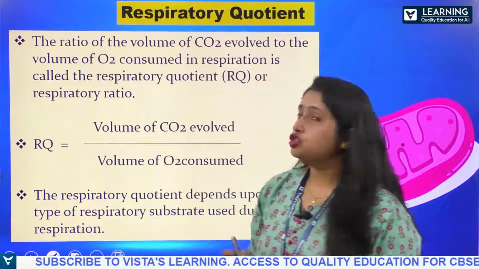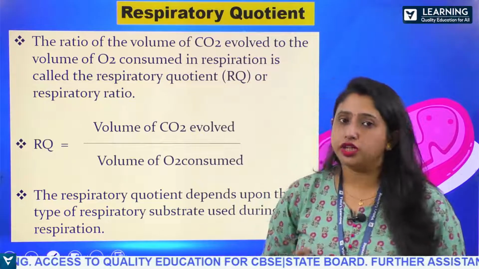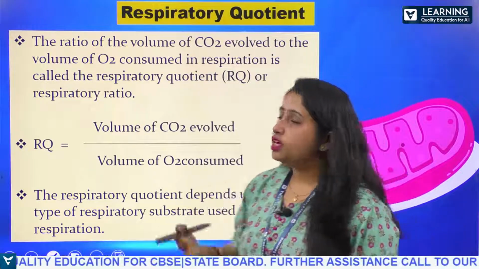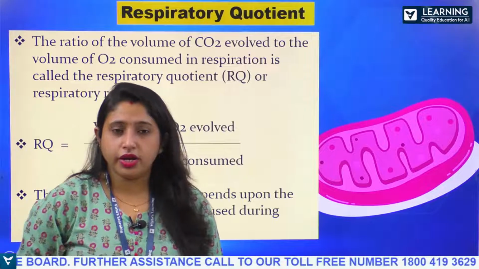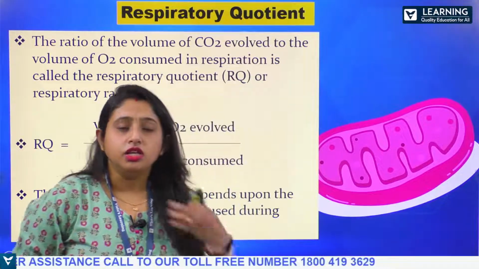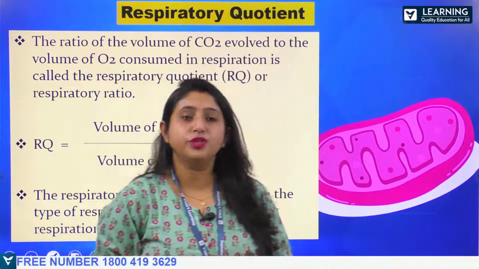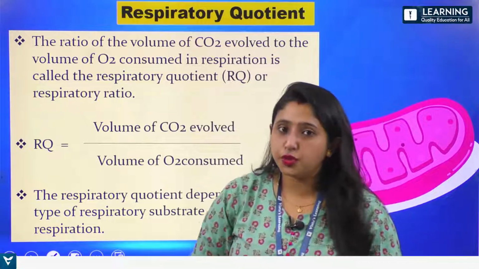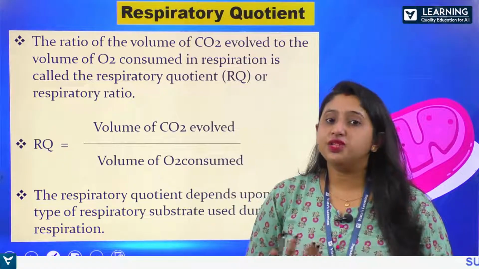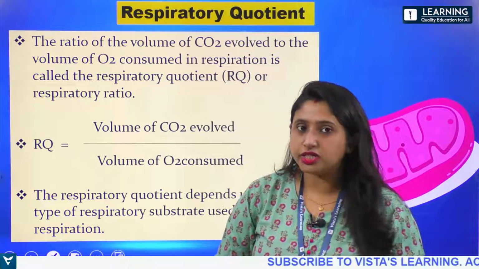So the last topic is the respiratory quotient. What do you mean by respiratory quotient? Whatever you have studied, that is the Krebs cycle and the electron transport chain, is responsible for how respiration takes place in plants. It is through the electron transport chain that ATP is synthesized, because of which respiration takes place in plants.